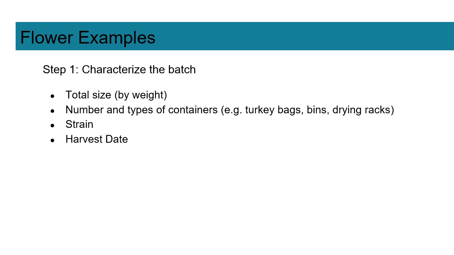Step 1 in creating a sampling plan is characterizing the batch. You will need to know the total size by weight of the batch, number and types of containers, for example, turkey bags, bins, or drying racks, the strain of the harvest batch, and the harvest date.